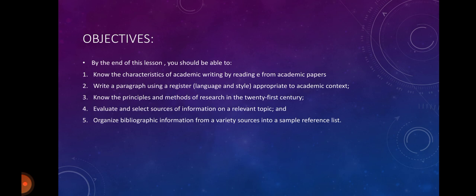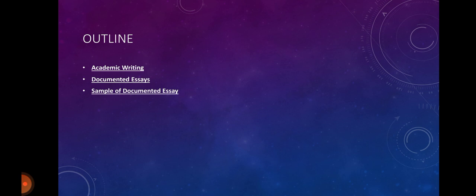Objectives. By the end of this lesson, you should be able to: number 1, know the characteristics of academic writing by reading from academic papers. 2, write a paragraph using a register, language, and style appropriate to an academic context. 3, know the principles and methods of research in the 21st century. 4, evaluate and select sources of information on a relevant topic. And 5, organize bibliographic information from a variety of sources into a sample reference list. Outline: academic writing, documented essay, sample of documented essay.